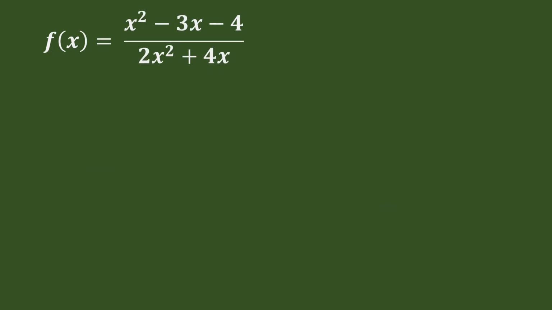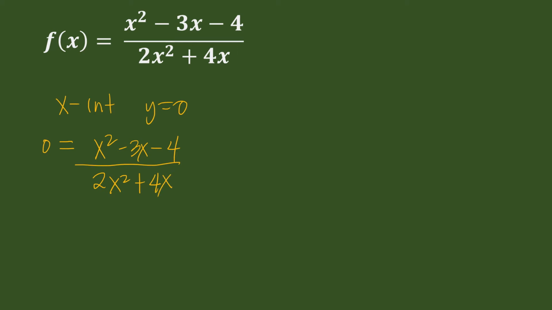Okay, so the second example is f(x) = (x² - 3x - 4)/(2x² + 4x). Getting the x-intercept, y now equals 0. So we will have 0 = (x² - 3x - 4)/(2x² + 4x). So cross multiply. We will have 0 = x² - 3x - 4. Let us rewrite this one: x² - 3x - 4 = 0.